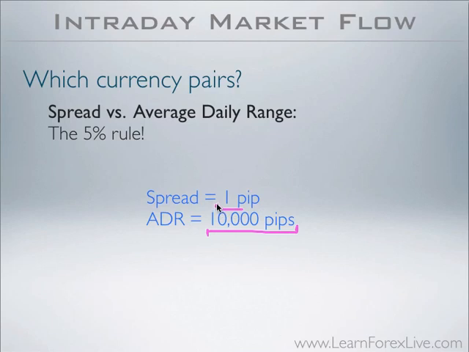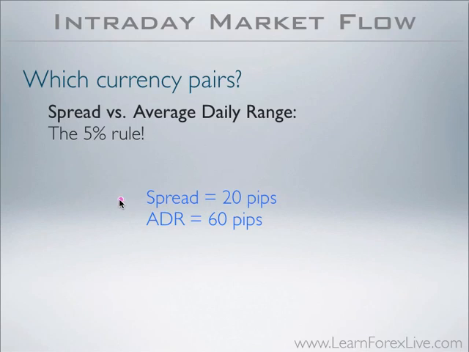Do you reckon 1 pip of commission cost is expensive or rather reasonable? Well, it's obviously very cheap. That currency pair would be extraordinarily cheap because you just need to pay 1 pip in order to make potentially up to 10,000. Now let's flip that around.